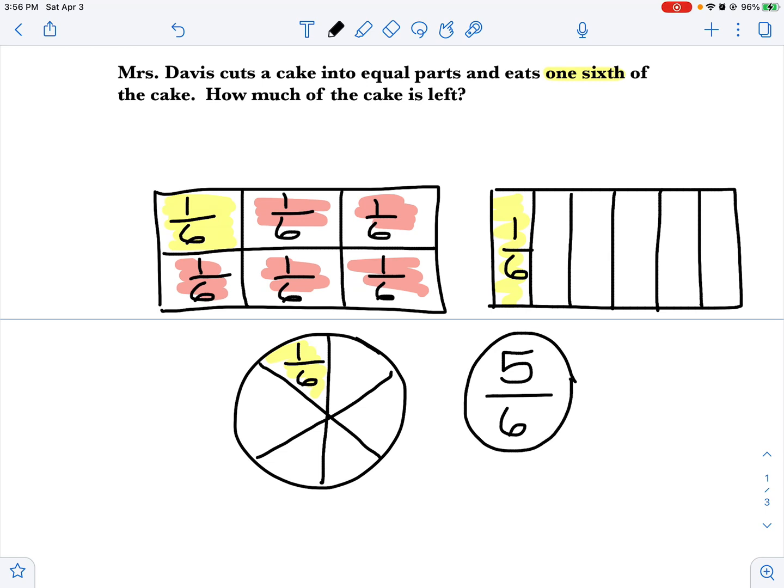A lot of you wanted to write 5 pieces are left. And you're right, 5 pieces are left. But when they're talking about fractional parts, your answer should be in a fraction as well, okay?